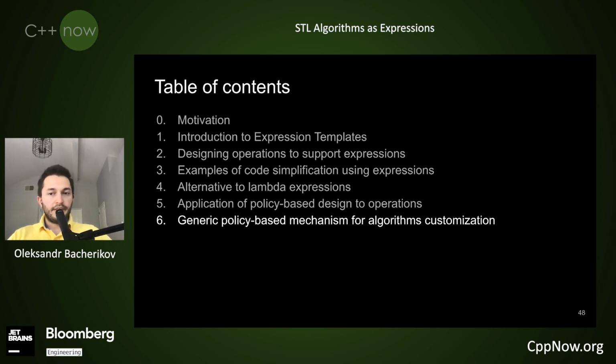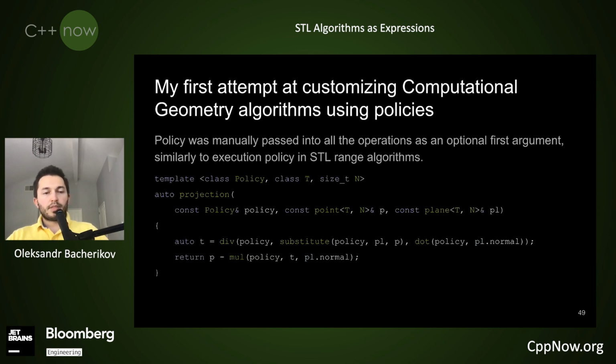Now let's get to the last part where we finally address the question that we started from. So how do we customize advanced algorithms? And in here, I will look at the example of a simple geometrical algorithm to project a point onto a plane.